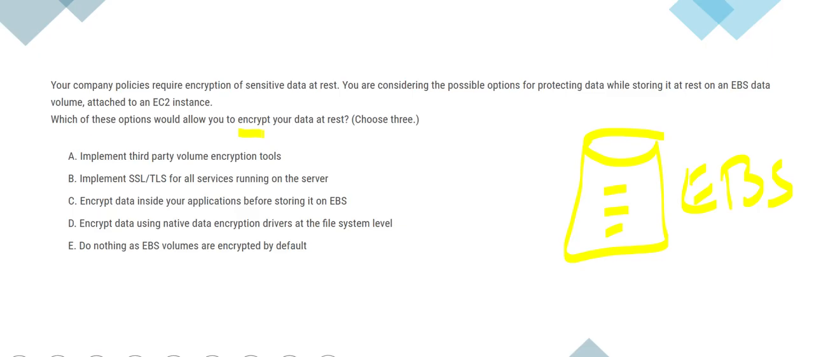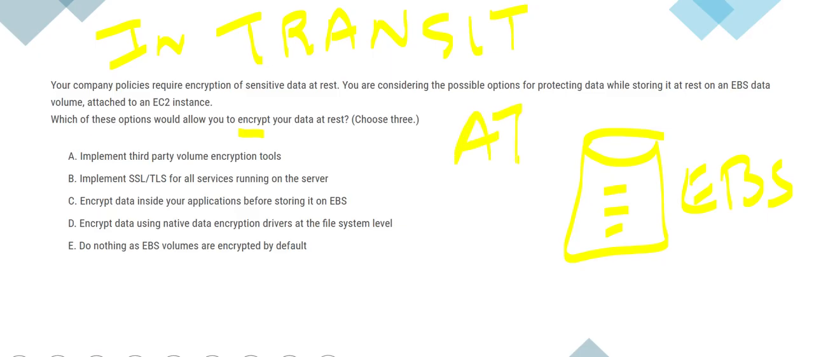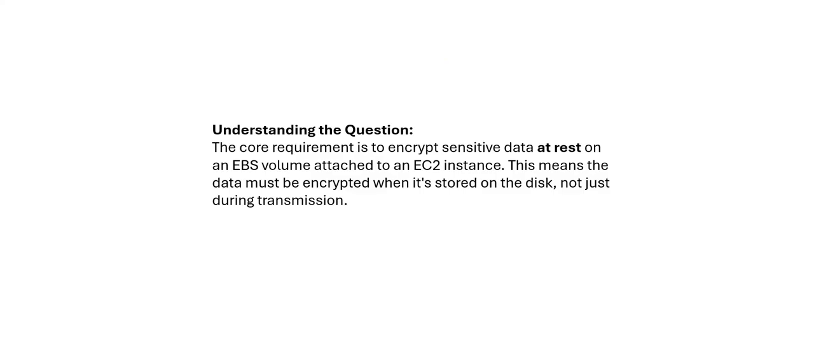See, there are two types of encryption: in transit, that means when the data is moving across the network, and then at rest. That means when data is already sitting in the database, it is taking a rest, then it should be encrypted. Here we are only looking for at rest, not for transit. Simple. So the requirement is it should be encrypted when it's stored on the disk, not just during transmission.